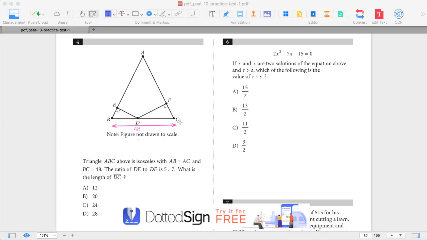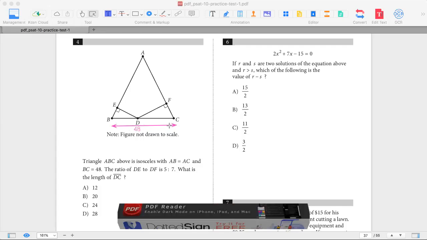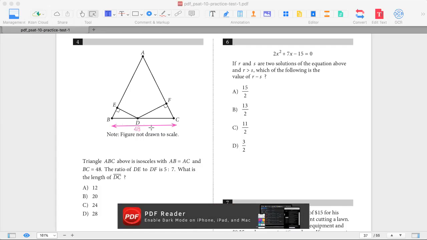If I let BD be equal to 5x and DC be equal to 7x, then BD plus DC is equal to all of BC. Since BC is equal to 48, 5x plus 7x is equal to 48. When I finish the equation, I get x is equal to 4, so DC is equal to 28.